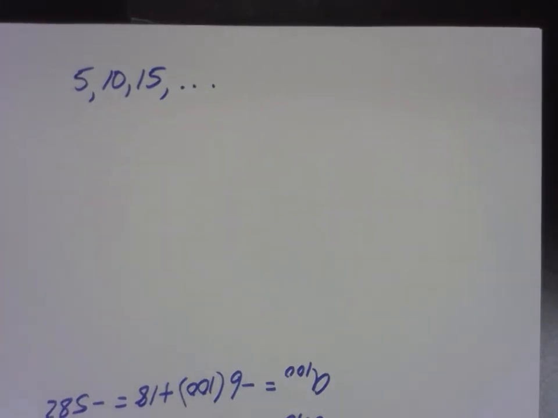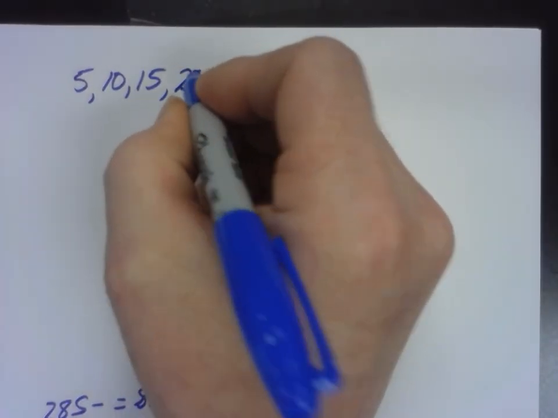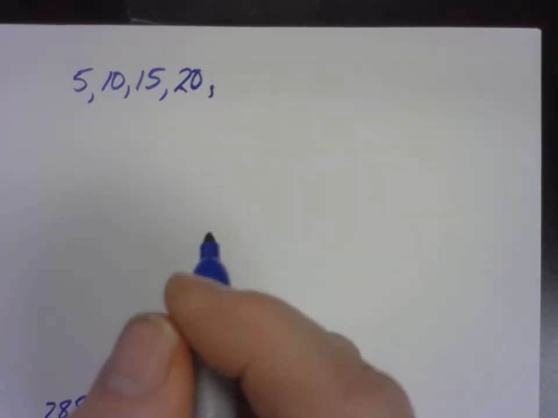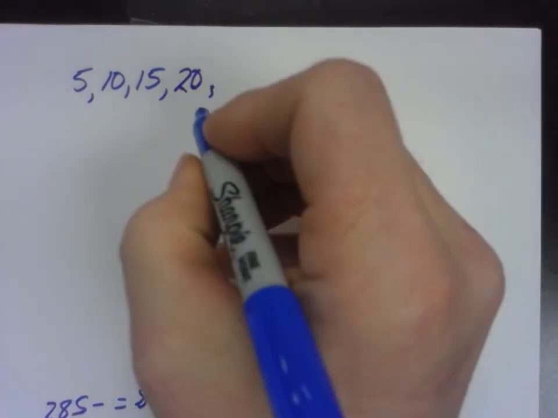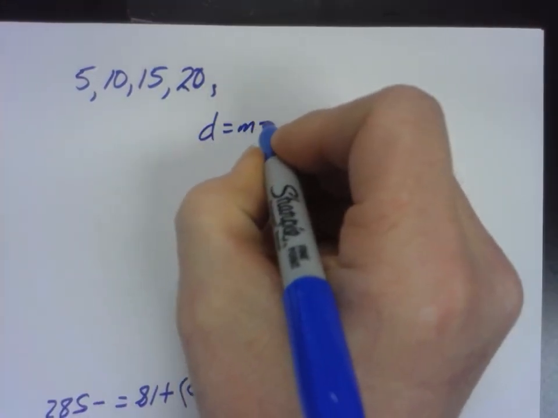I have some questions for you. Question 1: is this an arithmetic series? Yes. Okay. Question 2: what's the next one in the series? 20. Okay. Question 3: what's the common difference? 5. Okay. So the common difference, or the slope, is 5.